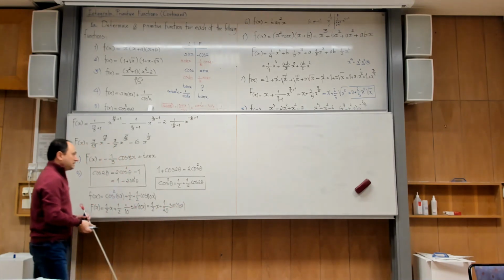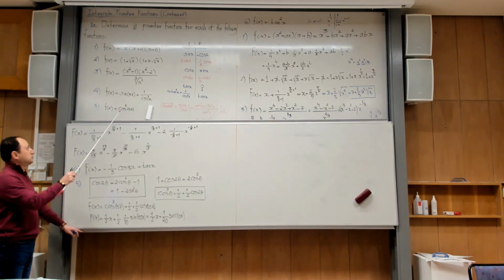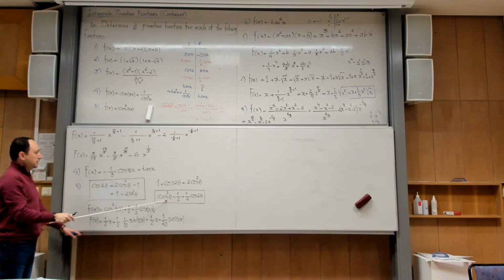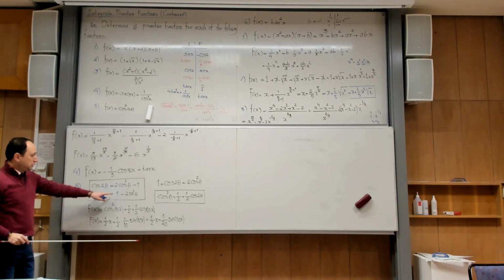So remember that. If you don't remember this trick, probably that would be hard for you to do. So remember, if you have power of 2 on cosine, the trick is to use this formula. Similarly, if you have a power of 2 for sine, you can use the other formula.